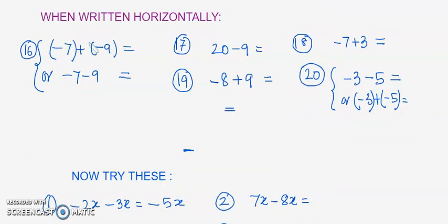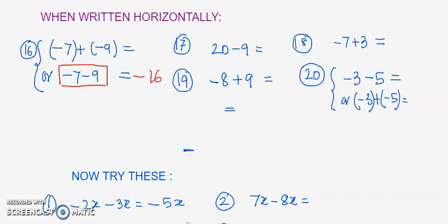Sometimes the numbers can be written horizontally and you are asked to add, like -7 plus -9, which can also be written as -7, -9. You can see here there is no positive sign, but this is supposed to be added. So -7 and -9, both the signs are same. Give negative sign and add the 2, that is 16.